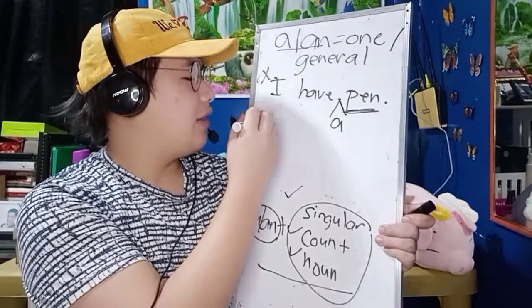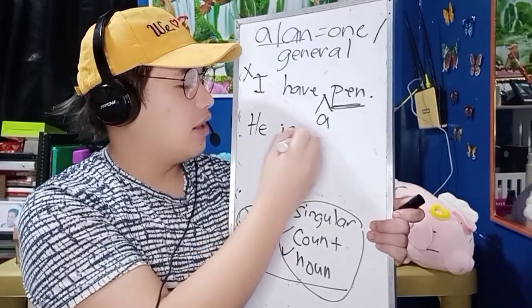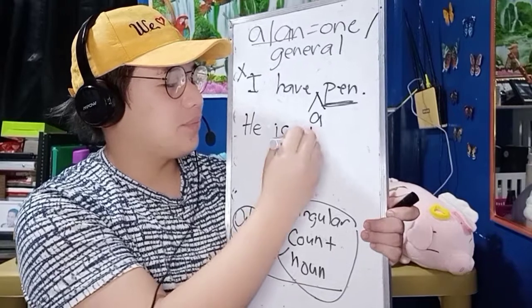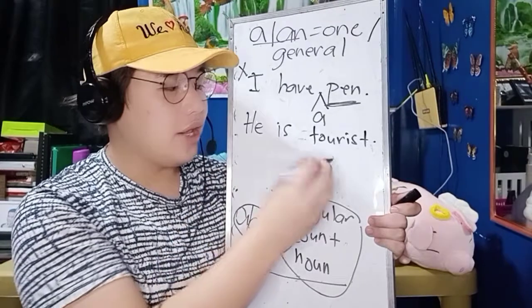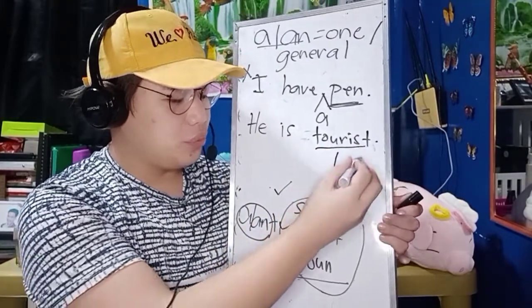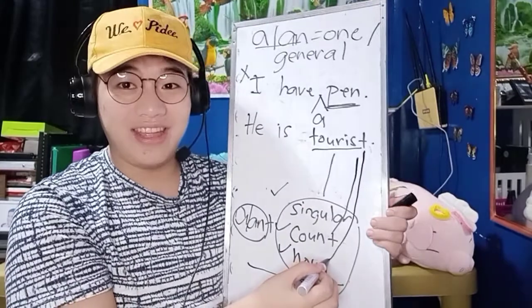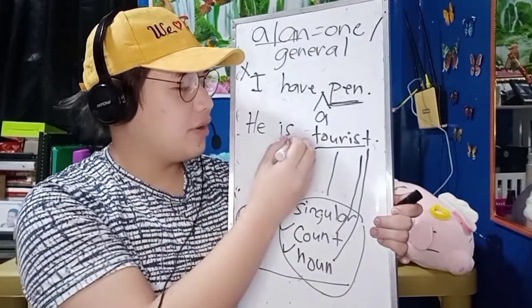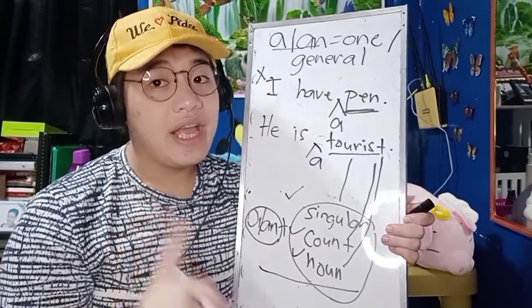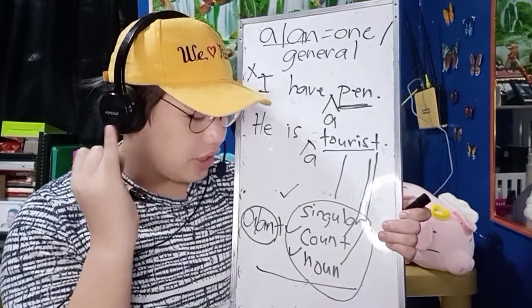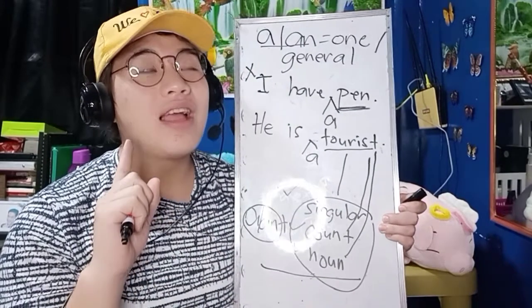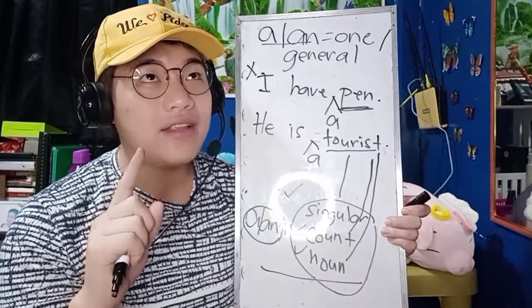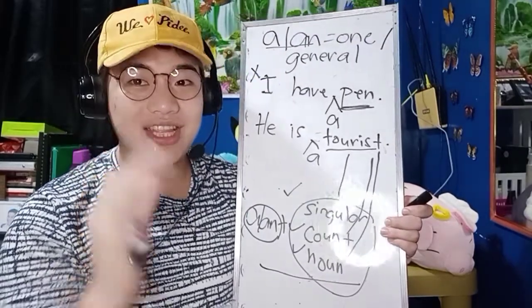Alright, so again, we say he is tourist. Again, guys, the sentence is wrong. Why? Because tourist is singular, tourist is count, and tourist is a noun. Do you understand? So always remember there must be an article a or an if the noun is singular, count, and noun. Always put that in mind. A or an plus singular, count, noun. Got it? Alright, so always put that in mind.